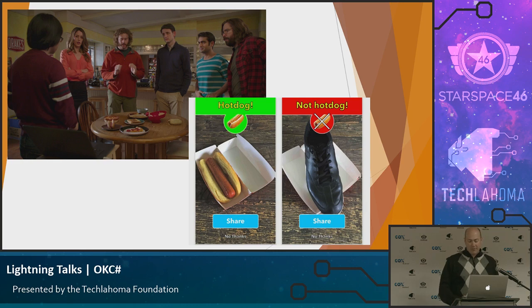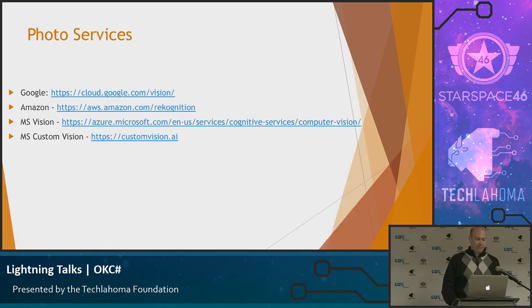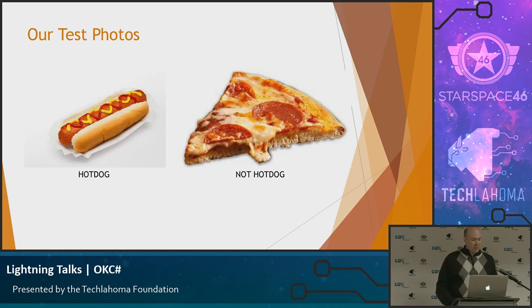So I thought, well, what can we do with that type of thing? The first thing I started looking for is the different photo services. There's lots out there: Google, Amazon, and Microsoft has a couple of different ones. We'll look at them briefly, but we'll mainly focus on the Custom Vision API, which is new, as of last year when it came out. These are going to be our two test photos. We have a hot dog and we have what's not a hot dog, and we'll see how that goes.